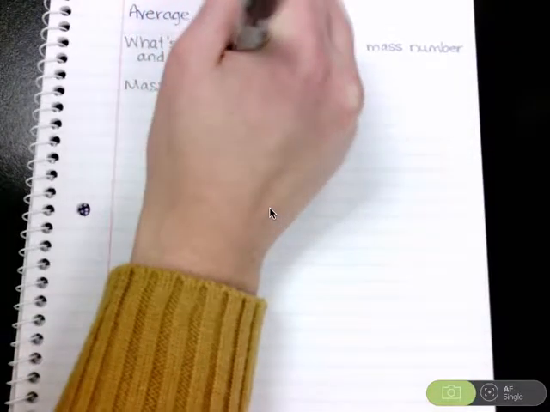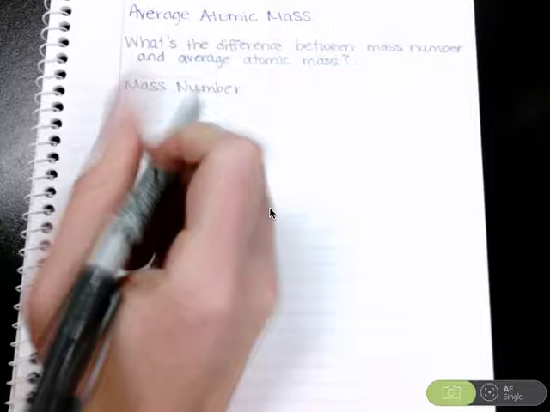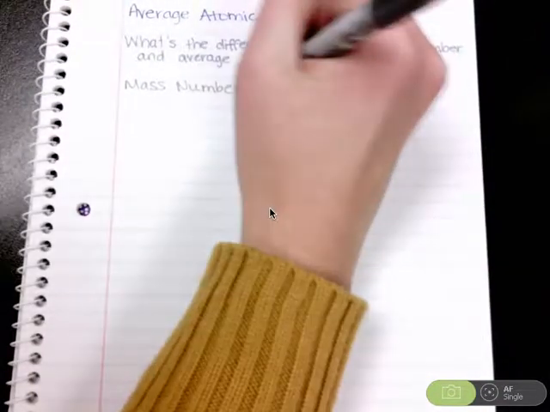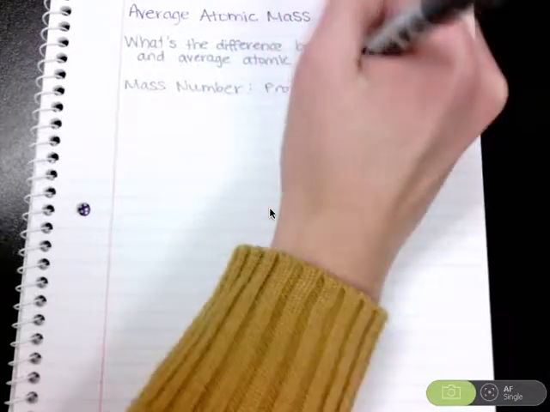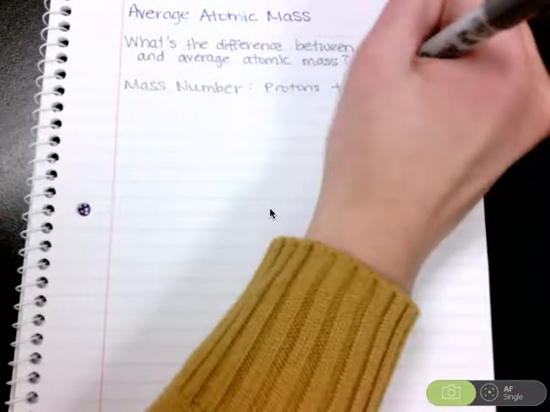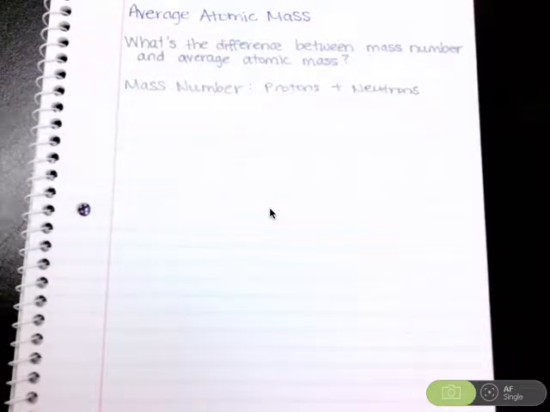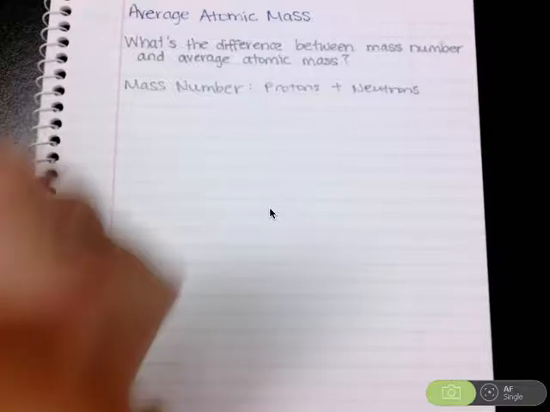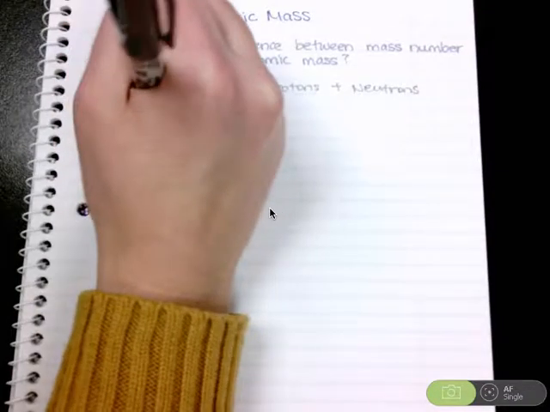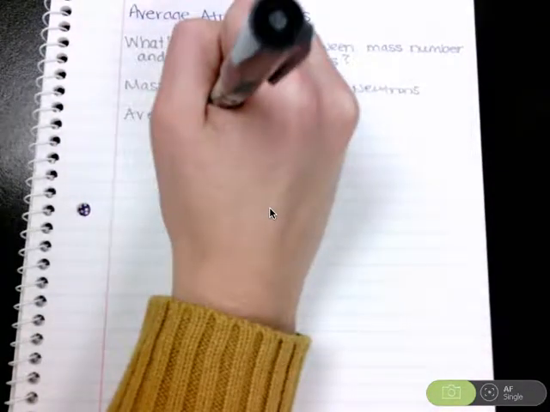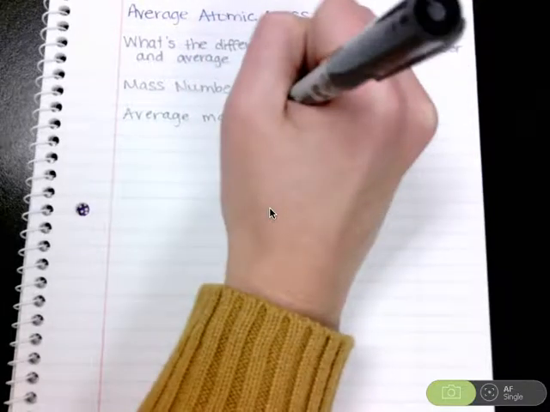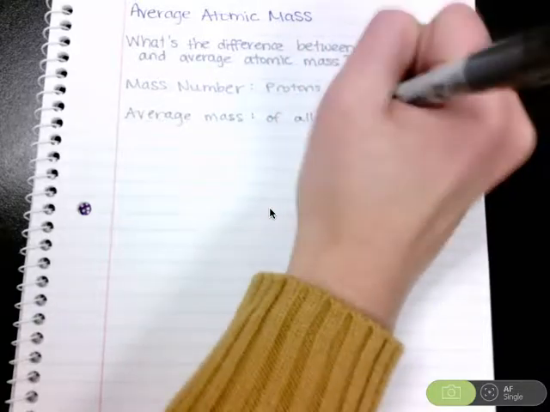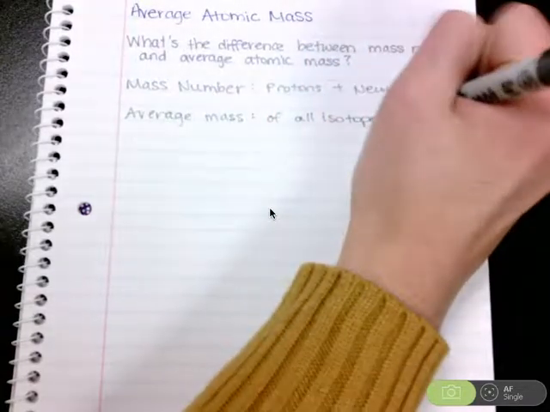Remember from our last video that mass number are what contain the subatomic particles that contain mass. So that's going to be our protons plus our neutrons. But there's a difference between mass number and average atomic mass. When we say average atomic mass, we're taking the average mass of all isotopes based on their abundances.